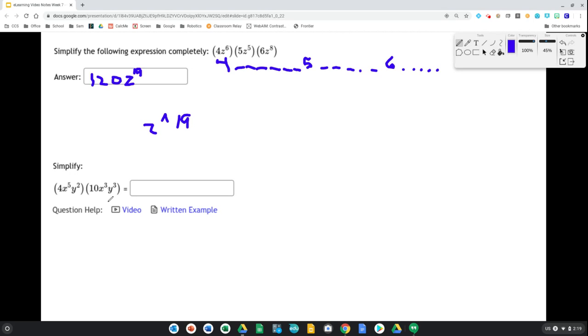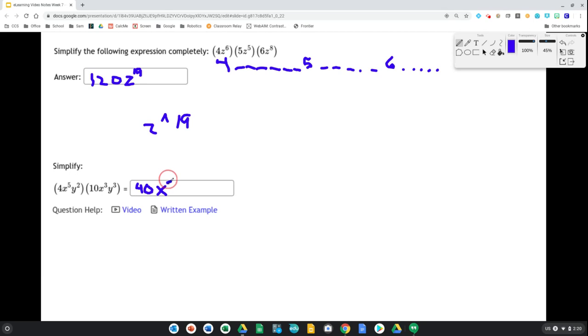Okay, the last problem here, we've got more variables. We've got x's and y's, but we're still doing it the same way. If we were multiplying these together, you would start by multiplying the numbers. So you multiply 4 times 10, and that gives you 40. And so now we go back and we look at the x's. So how many x's are there in this problem? Well, there's 5 in the first group. There's 3 in the second group. So that means there's a total of 8 x's.